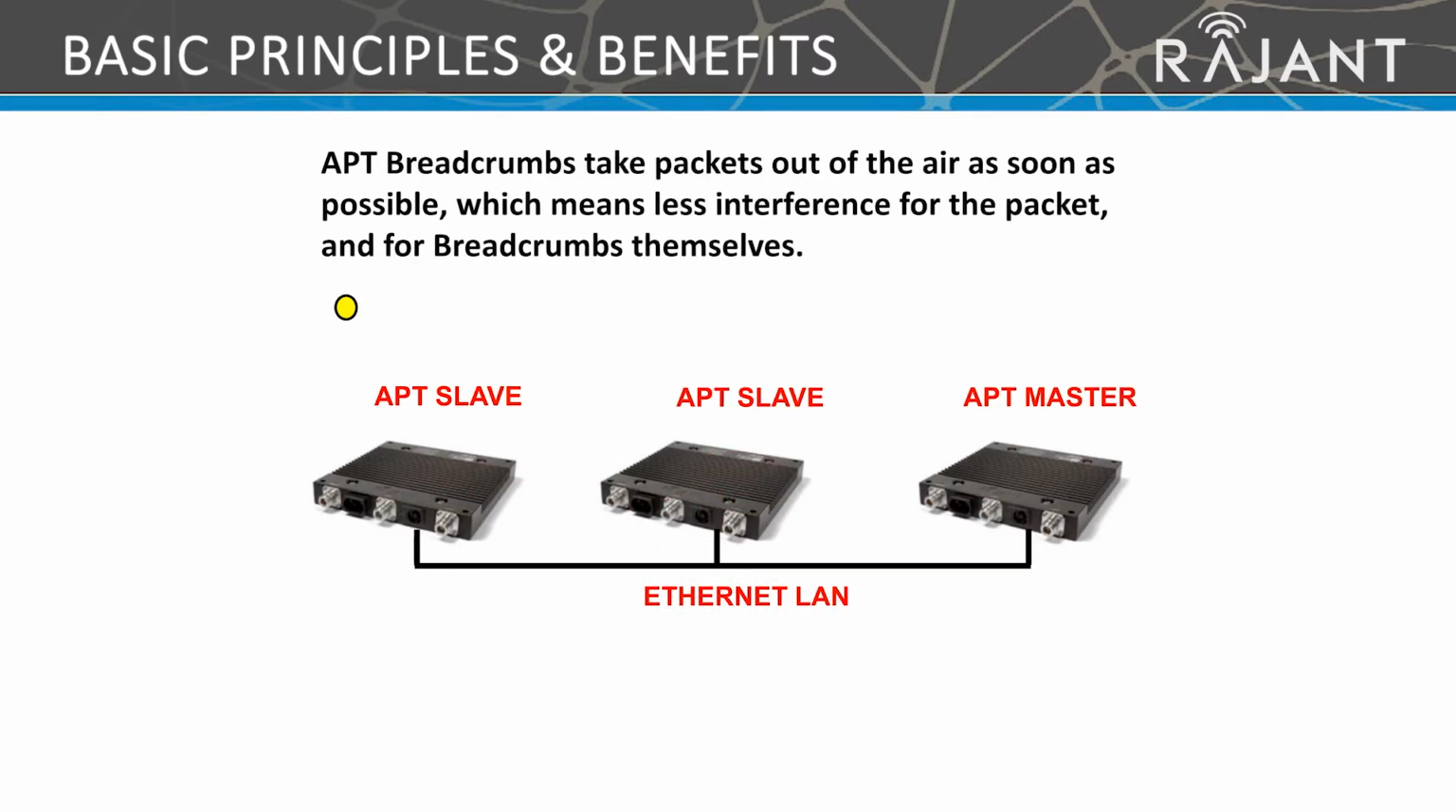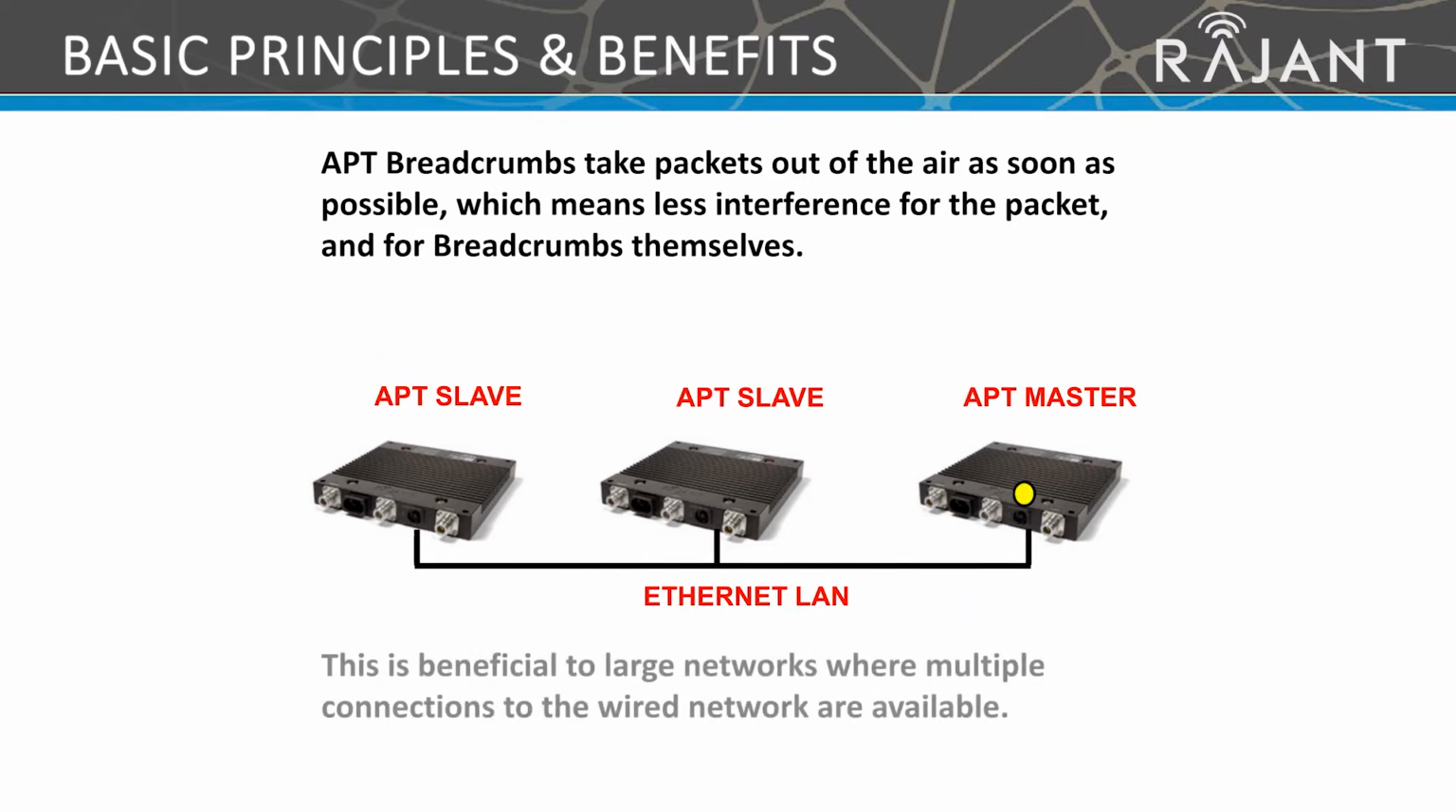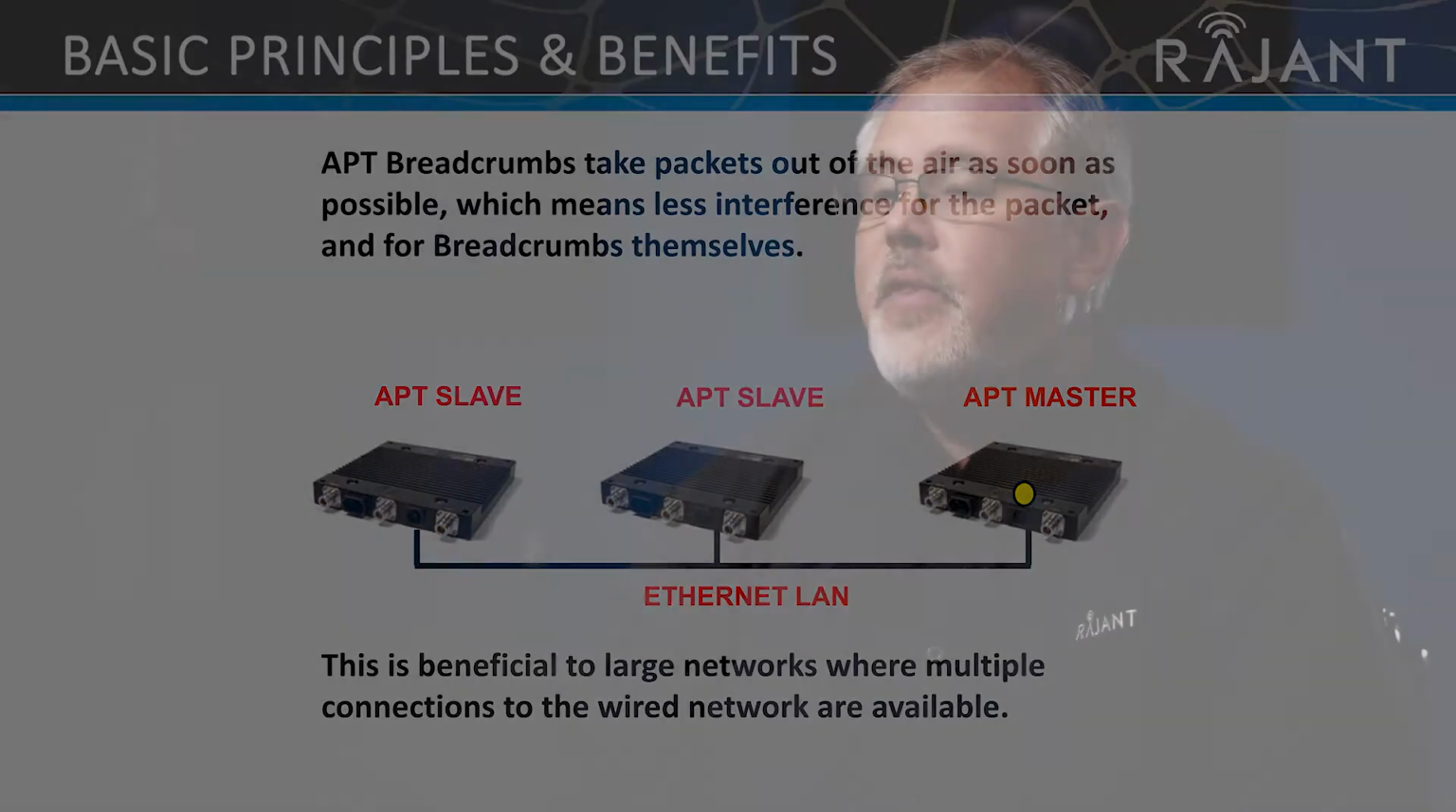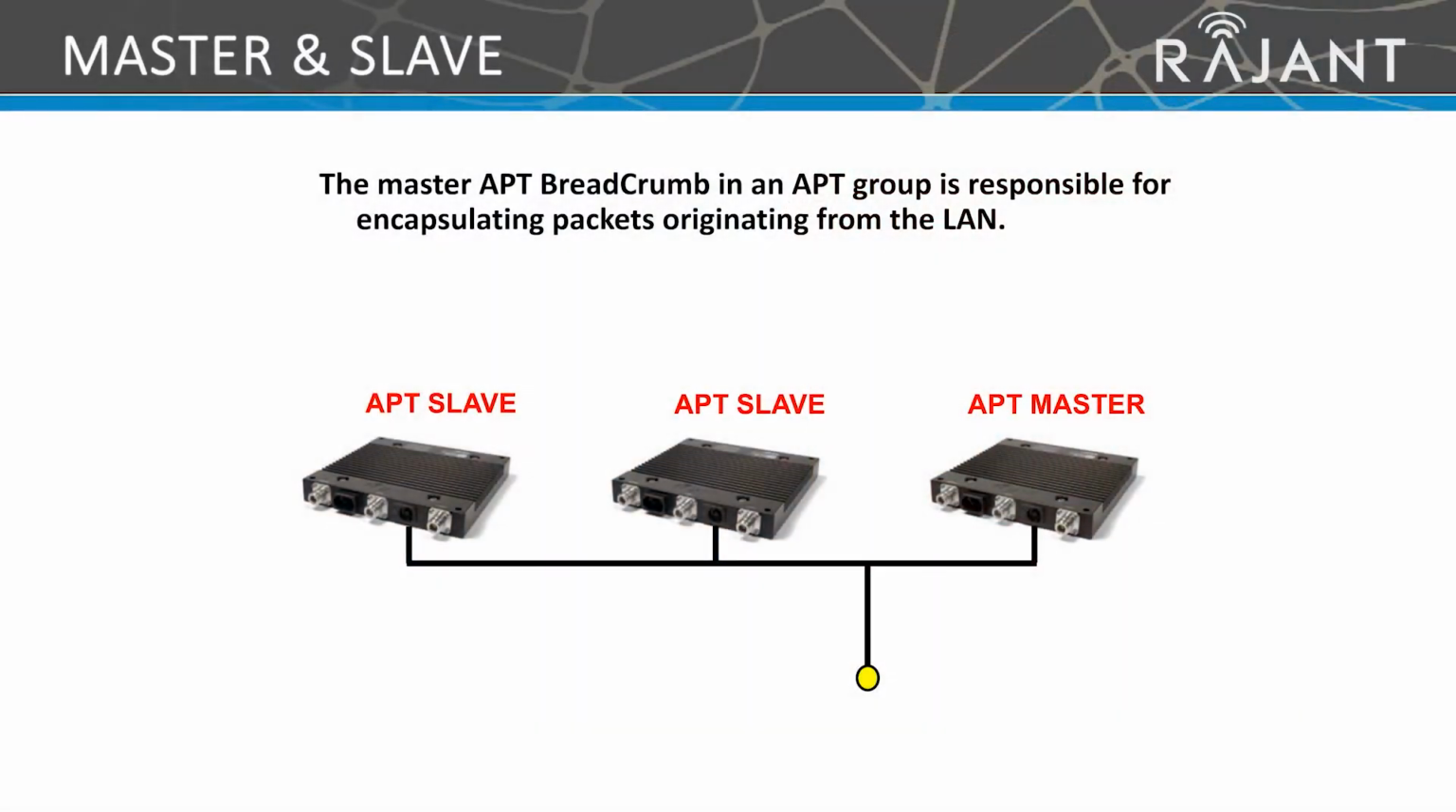Any packet that comes in from the mesh will hit an APT slave and go straight to the master. The APT master will decide if that packet needs to be decapsulated and go to the LAN, or needs to go back out into the mesh via one of the other APT slaves. This is very beneficial for large networks where multiple connections to the wired network are available. This allows the breadcrumbs to aggregate and load balance.